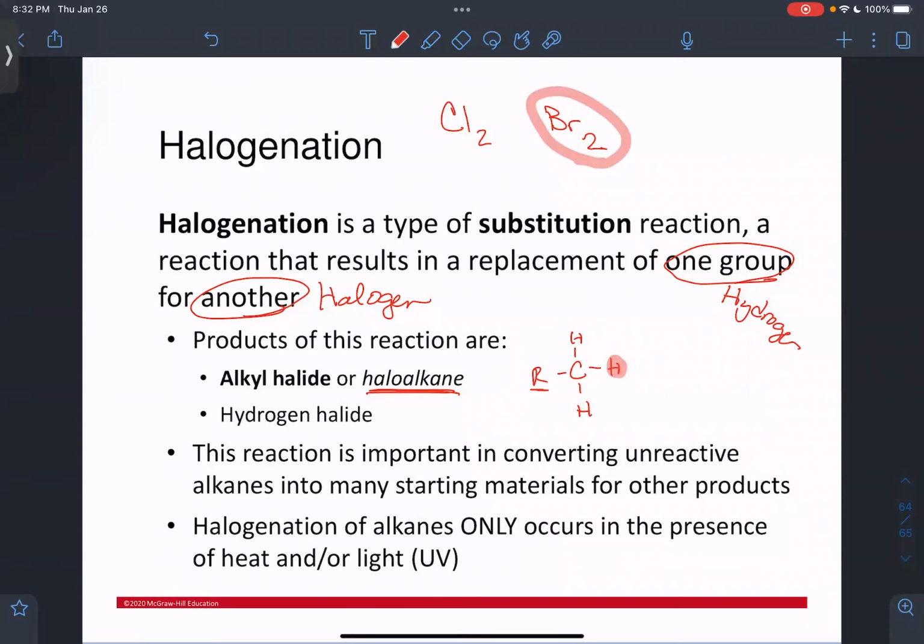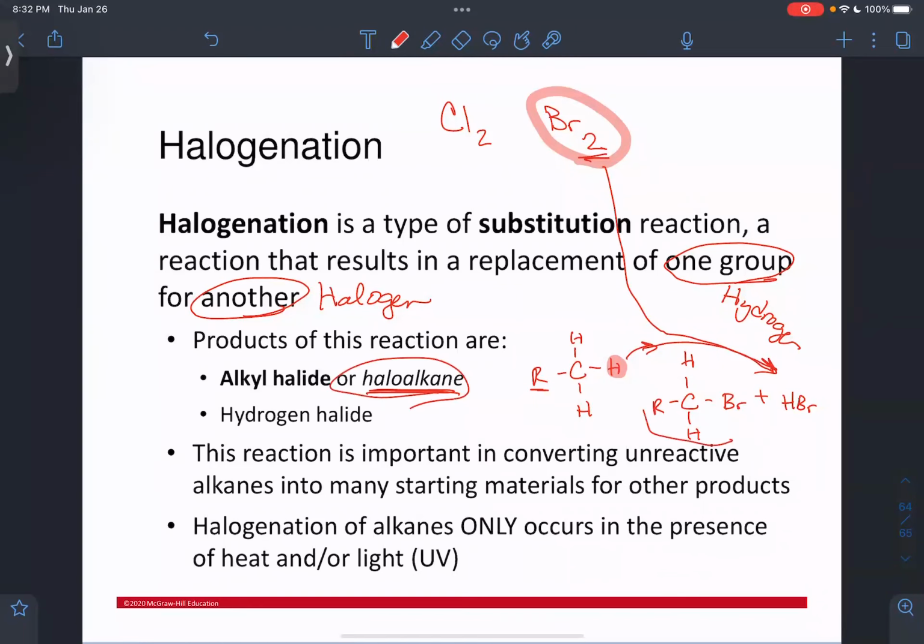So the hydrogen is going to get kicked off, and you're going to end up with carbon, right? The R group, the hydrogen. And then what gets replaced? What gets put there? Well, a bromine. But how many bromines did we have? We had 2. So what do we have left? We have a bromine and a halogen. So both of those things are going to come together, and you're going to have HBr. So you are going to make a haloalkane. This is your haloalkane, and you're going to make a hydrogen halide.